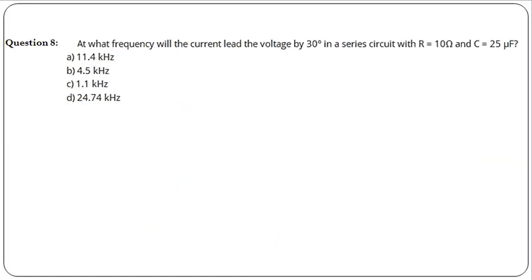Next question is, at what frequency will the current lead the voltage by 30 degree in a series circuit with resistance value 10 ohm and capacitance value 25 microfarad. So here, the question says that the current is leading the voltage phasor. So suppose this is the voltage phasor, so current is leading the voltage phasor by 30 degree.